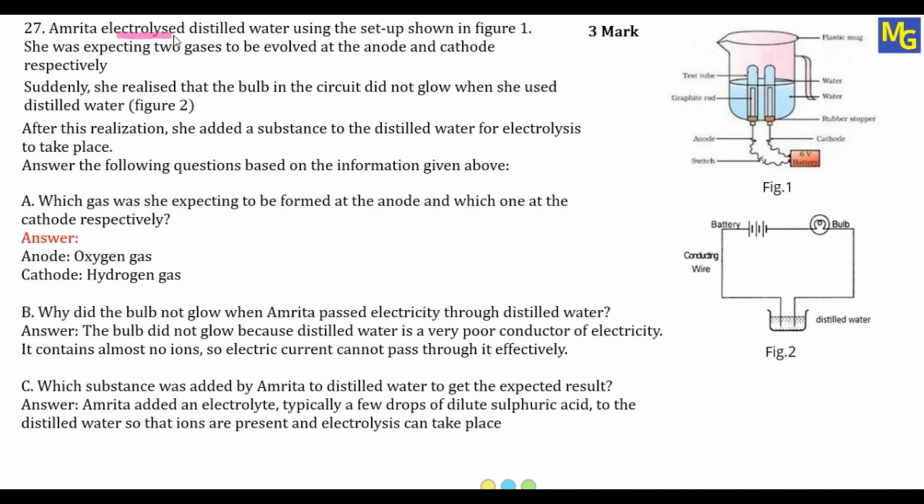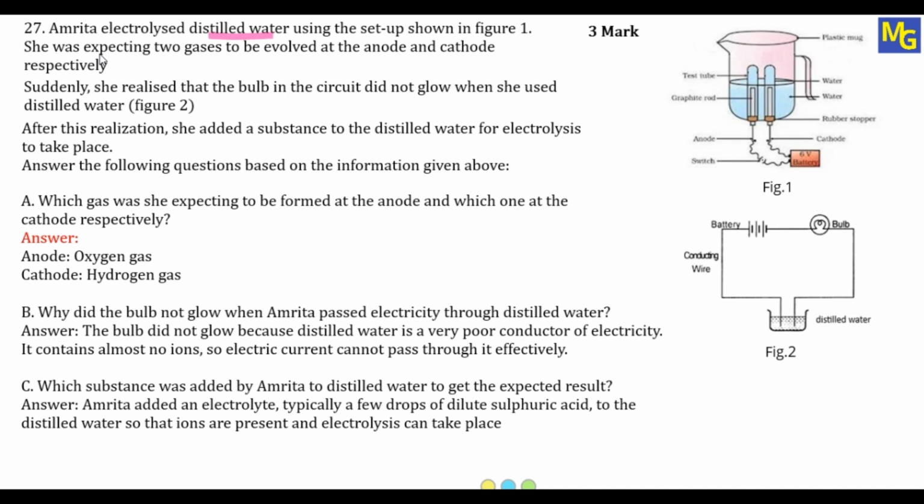Amrita electrolyzed distilled water using the setup shown in figure 1. So this is figure 1 here, and by using this setup, Amrita has electrolyzed distilled water. Electrolyzed means by using electric current she has broken distilled water. What is the meaning of distilled water? The water which has very little amount of salts, negligible, which can be neglected, is called distilled water.